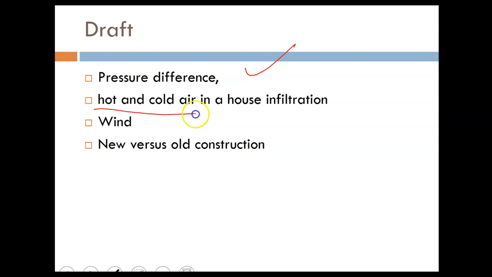Hot and cold air in a house, infiltration. That's part of a draft. And we used to count on the house being drafty to pull in air for the boiler, but that's an old practice. Currently, we do not like to depend on that.